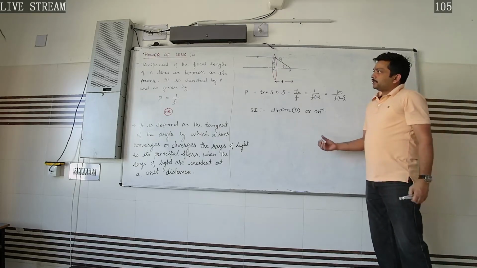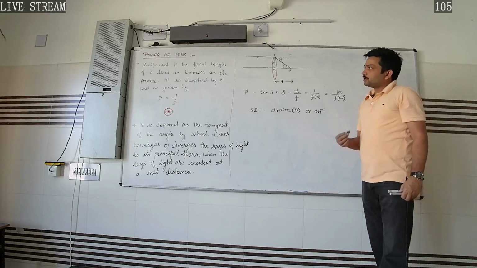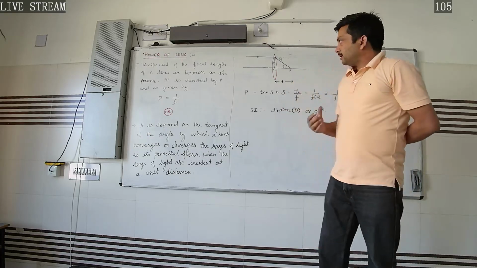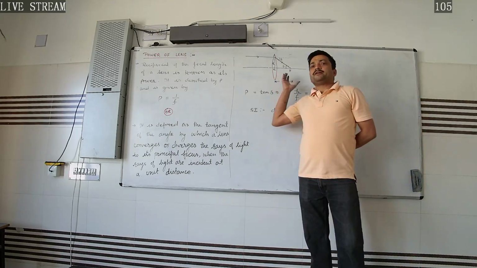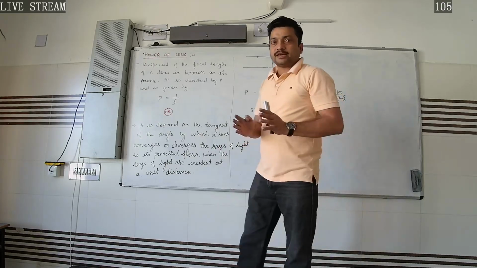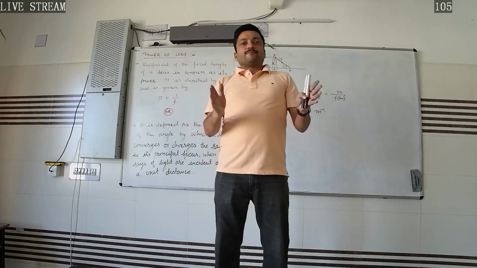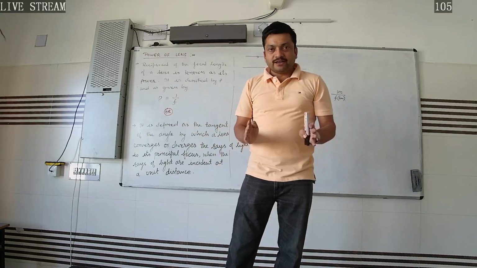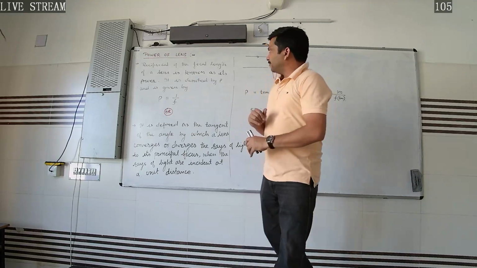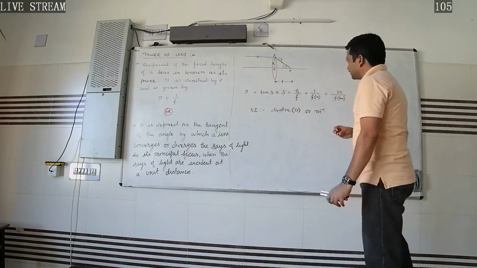Now, the derivation is there. What about the equivalent power of two lenses when they are separated by a small distance d? Suppose we are given two lenses L1 and L2 and they are separated by a distance small d, then what about the net power of the combination? So let us derive that expression.